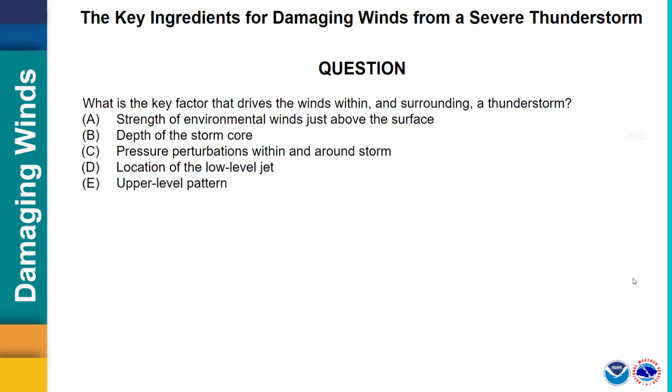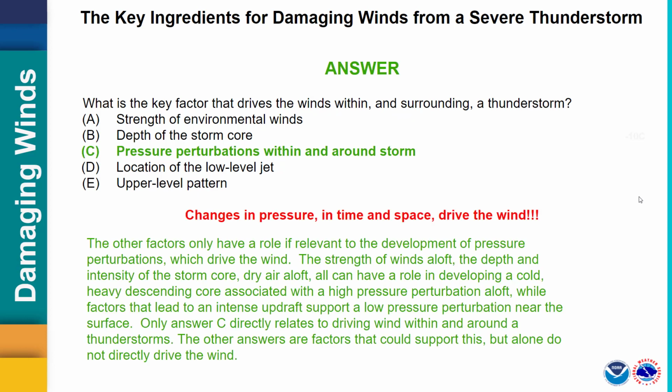First, what do you think is the key factor that drives the winds within and surrounding a thunderstorm? The correct answer is C, because it is pressure that drives wind. So pressure perturbations that develop, be it a low pressure perturbation at the surface beneath an intense updraft, or a high pressure perturbation where an intense cold mid-level core has formed, lead to damaging winds. The wind is driven by convective processes relating to these pressure perturbations. The other factors only have a role if relevant to the development of these pressure perturbations, which drive the wind.